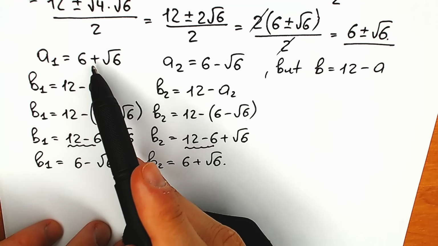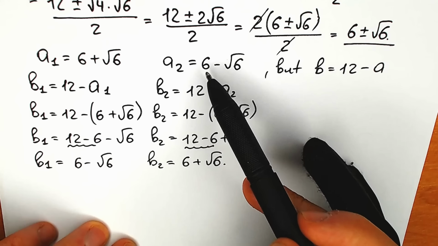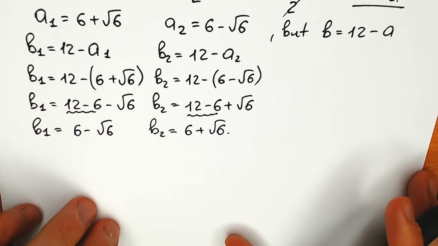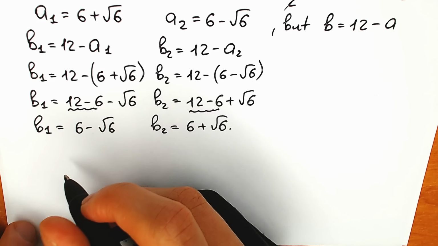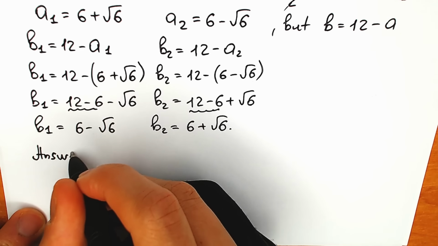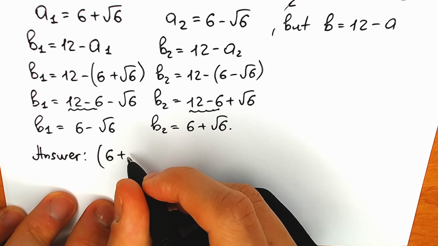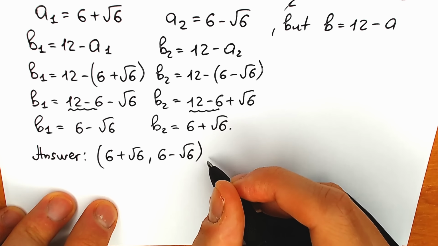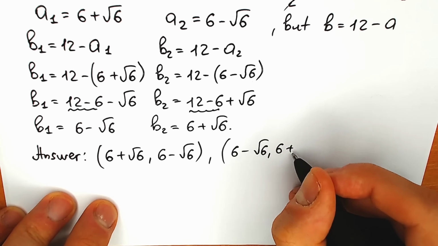A first 6 plus square root of 6, b first 6 minus square root of 6, and second pair a second 6 minus square root of 6 and b second 6 plus square root of 6. So let's gather all the roots together and write our final answer, and in the end we will check our roots. So our answer to this question: first pair a first, b first, 6 plus square root of 6 and 6 minus square root of 6, and second pair 6 minus square root of 6 and 6 plus square root of 6.